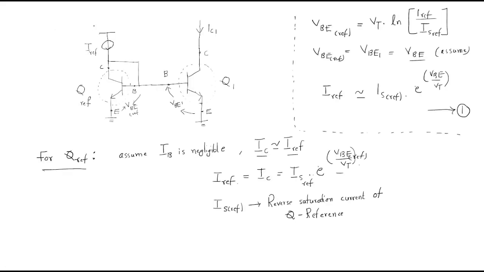Next, we have another transistor, that is Q1. Now we should write the equation for transistor 1. For transistor 1, I can write IC1 equal to IS1 times exponential of VBE by VT.